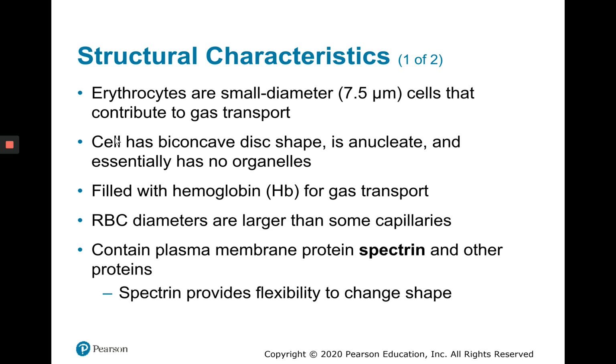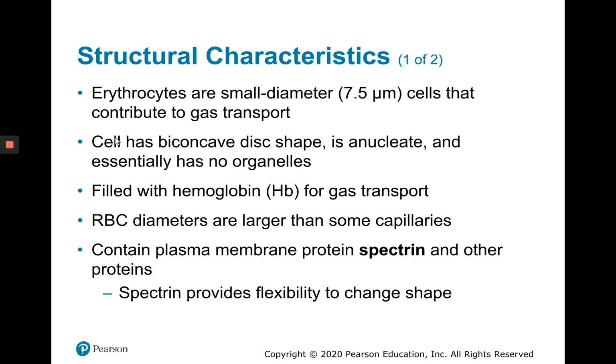So erythrocytes first. Erythrocytes are small. They contribute to gas transport. They primarily are known for transporting oxygen. They have a biconcave dish shape, so we'll see a picture of that. We know they're anucleate, so they don't have a nucleus, and essentially no organelles. They're basically sacs of hemoglobin.